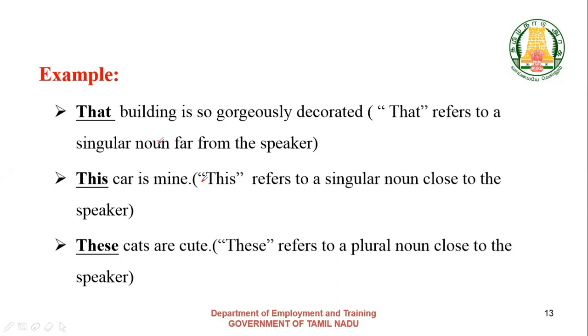And the third example is, these cats are cute. These refers to a plural noun close to the speaker. Yes, actually, that and this, these two adjectives stand for singular nouns, but the adjective these stands for plural nouns. So these cats, cats is a plural noun. So these cats.